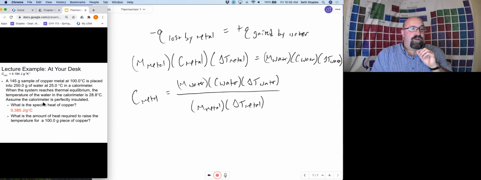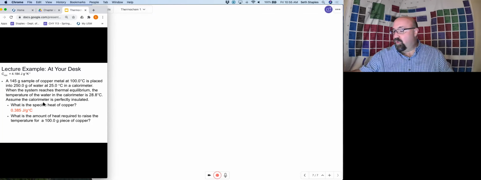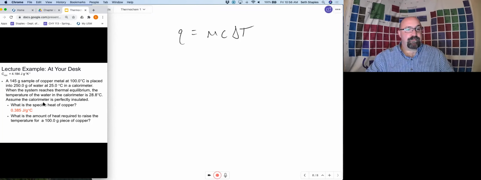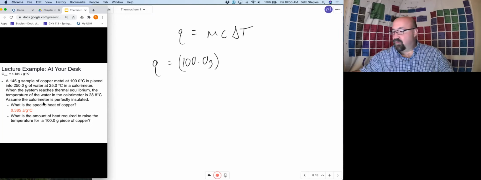And so here we want to see the amount of heat required to raise the temperature for a 100-gram piece of copper. So same idea, only now we don't have a thermal equilibrium situation. We just have a straight up Q equals mc delta T, because we want to know the amount of heat required, our amount of Q, in order to raise the temperature of 100.0 grams. We just calculated our C, 0.385, and we want to raise the temperature.